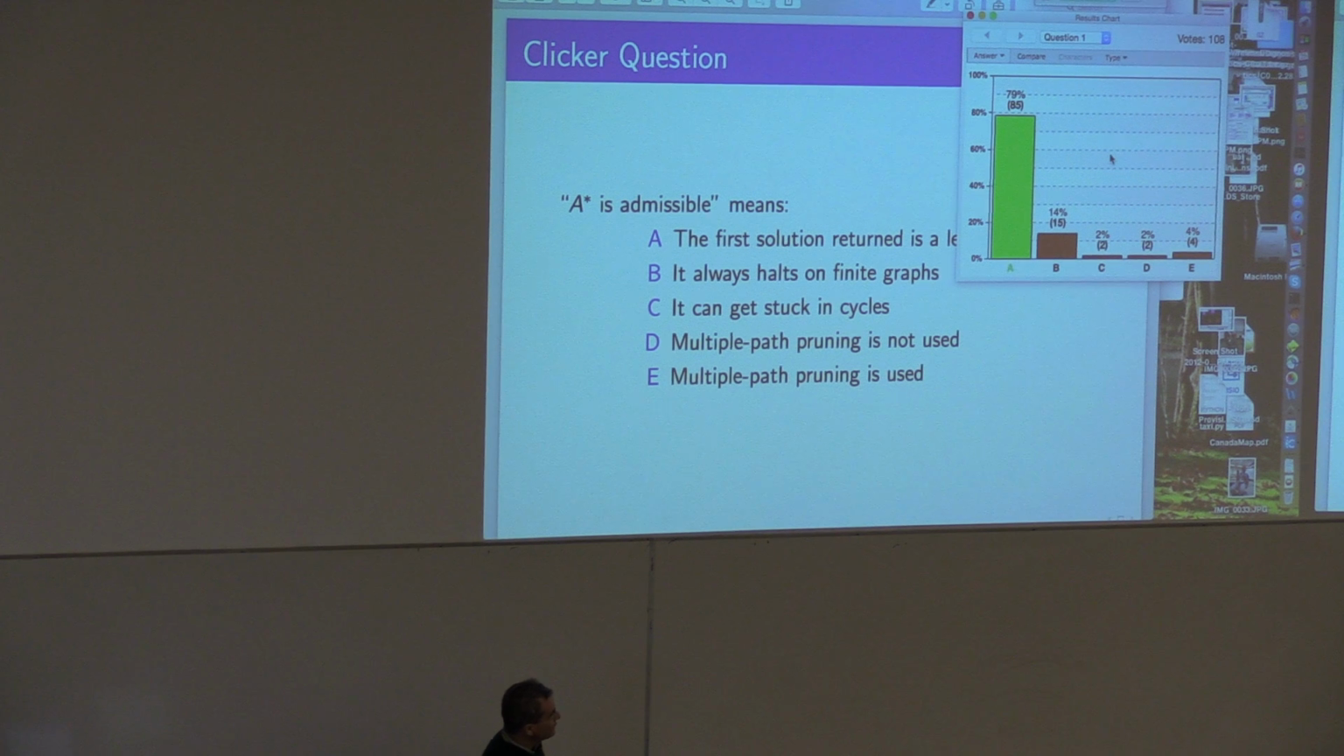So in fact, when we defined A star as admissible, it actually didn't always halt on finite graphs. So the few people who did B were, okay. Any questions about that? Okay.